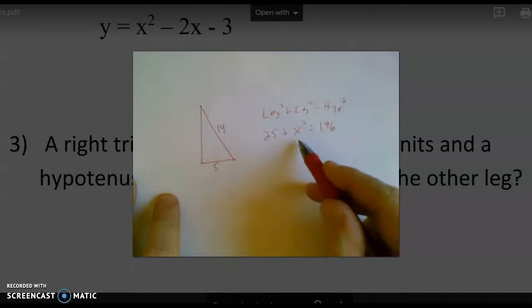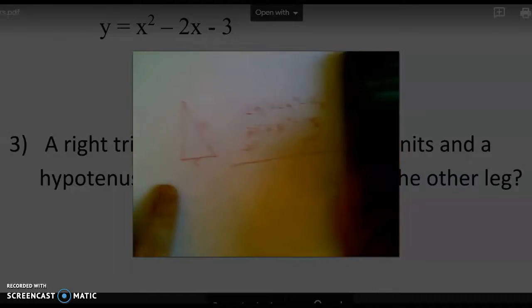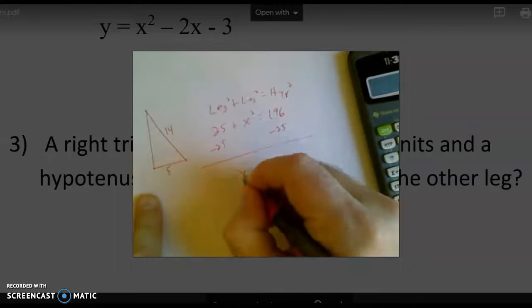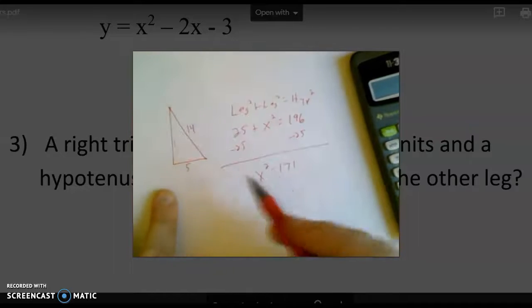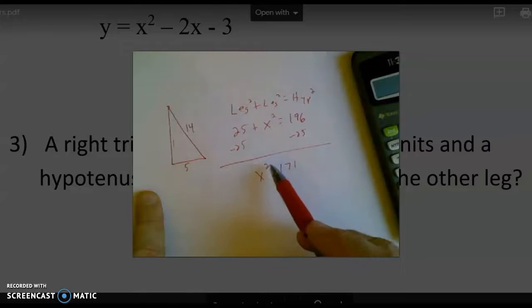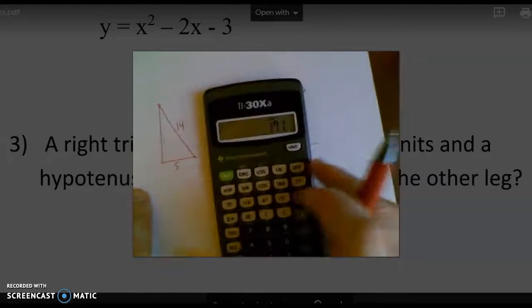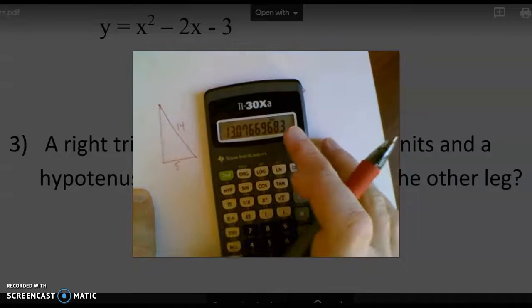And now I can solve for x squared. So I subtract 25 from both sides. So I'm going to take 196 minus 25, which gives me 171. That, of course, is not my side length. That's the area of the square off of the side. I need to undo this square by taking the square root of both sides. So I keep it up here, I hit the square root button, and the answer is approximately 13.076 or so.